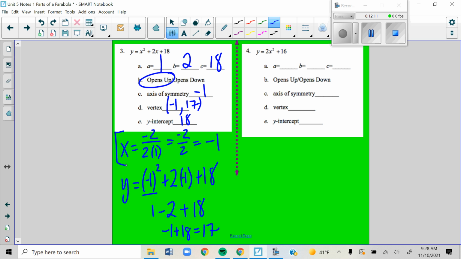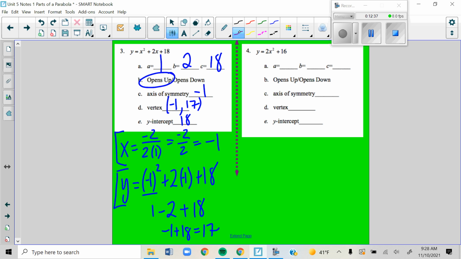Then we go ahead and plug that into our original quadratic equation, and I see that there, to get us our y-coordinate of our vertex, so 17. And then our y-intercept is just our c value, so 18. Okay, so let's look at this next problem here. I see that it only has 2 terms in this quadratic equation, which is just great.